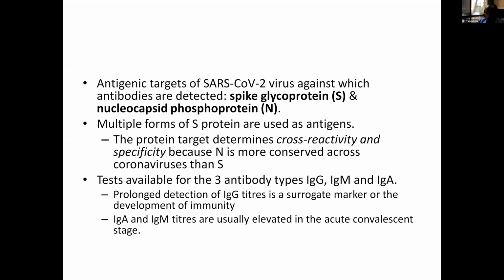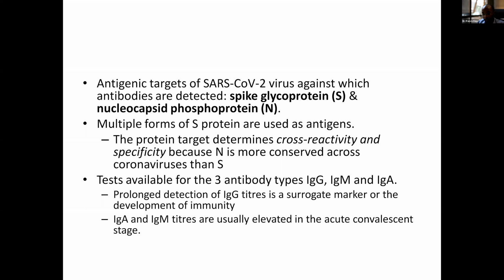So currently, there are two main antigens that are used to detect antibodies in patients. And these include the spike glycoprotein, that is the S protein, as well as the N phosphoprotein. And the thing to note is that for the S protein, there are quite a number of forms of S protein that can be used as antigens. And depending on the form of the S protein that is used, you can have varying levels of cross reactivity as well as specificity, because in general, the N is more conserved across the various coronaviruses compared to the S.